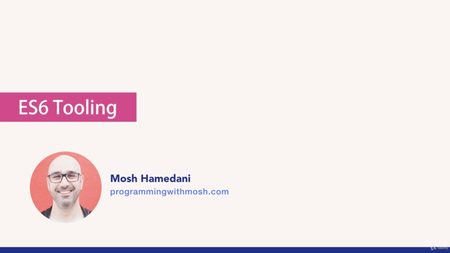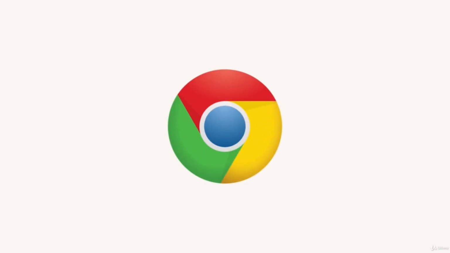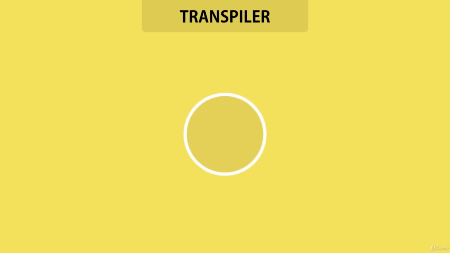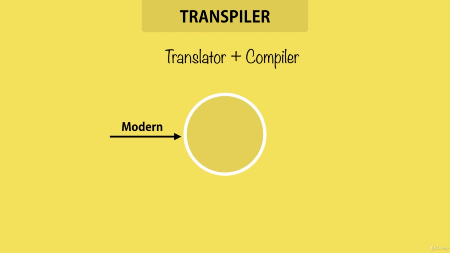All right, now let's talk about ES6 tooling. These tools that I'm going to introduce you to, they're only important if you're building browser applications. If you're using JavaScript in Node, you don't have to worry about these tools. So what are these tools? When using modern JavaScript, we need two kinds of tools, a transpiler and a bundler. Transpiler is the combination of two words, translator and compiler. Basically, it's a tool that we give our modern JavaScript code, and it will convert our JavaScript code into code that all browsers can understand.